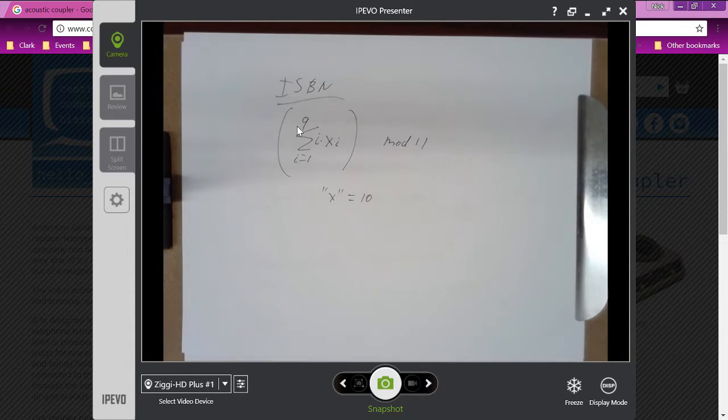So there are lots of different check codes. There's a whole theory around coding information and doing it in a way that detects errors or lets you correct errors. And it's all number theory related.